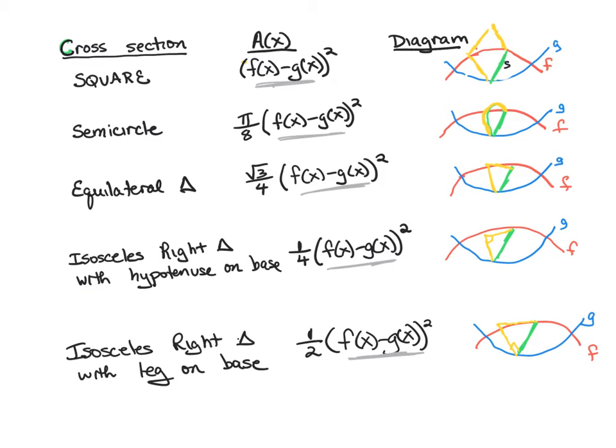So remember, semicircle is the one with a pi over 8. An equilateral triangle is the only one with the square root of 3 divided by 4. And we just have to remember which one's the quarter and which one's the half. The quarter is the one with the isosceles right triangle with the hypotenuse on the base, whereas the half is the isosceles right triangle with the leg on the base.